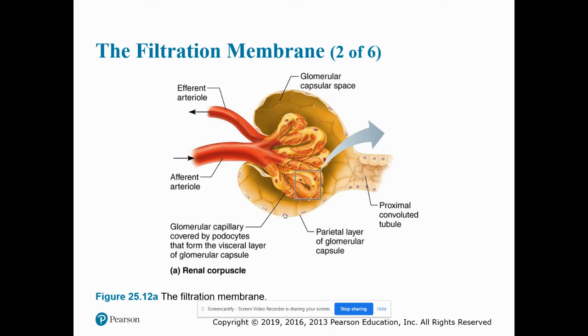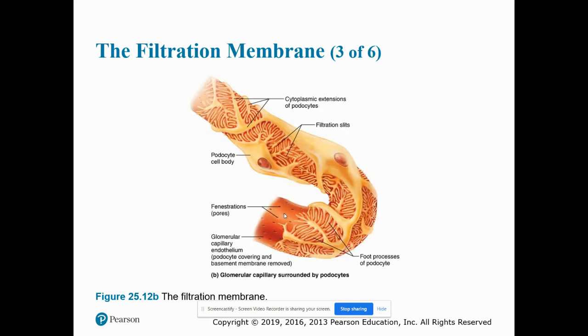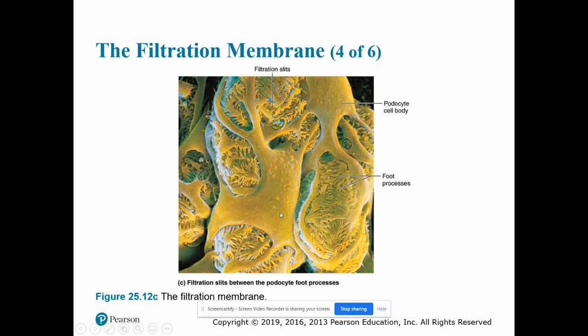So here's an image of a glomerulus with the Bowman's capsule, and we're going to go ahead and go to the next image, which is showing us this filtration membrane. So we have the podocyte here with all these little foot processes that are going out, and then between there are the filtration slits, and it's kind of hard for me to pinpoint, but you can see where the red is would be a filtration slit. And then we can see the fenestrations here, the pores on the capillary.